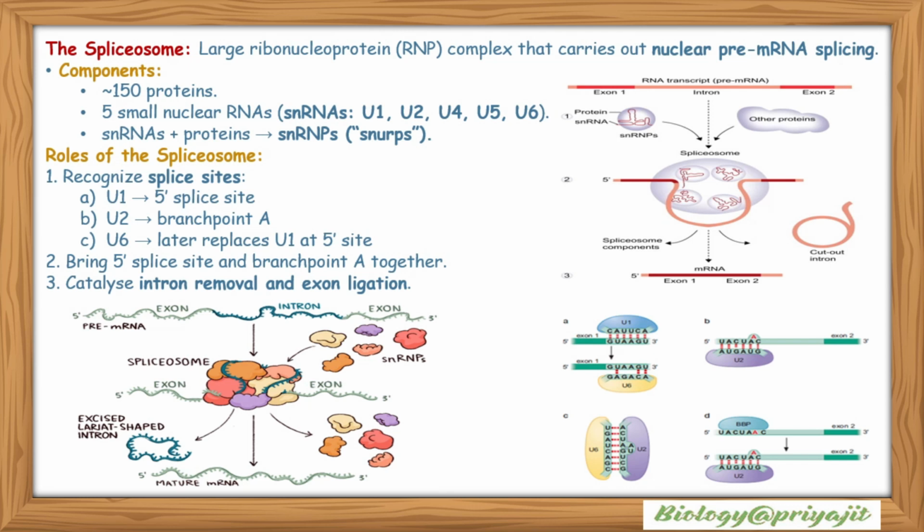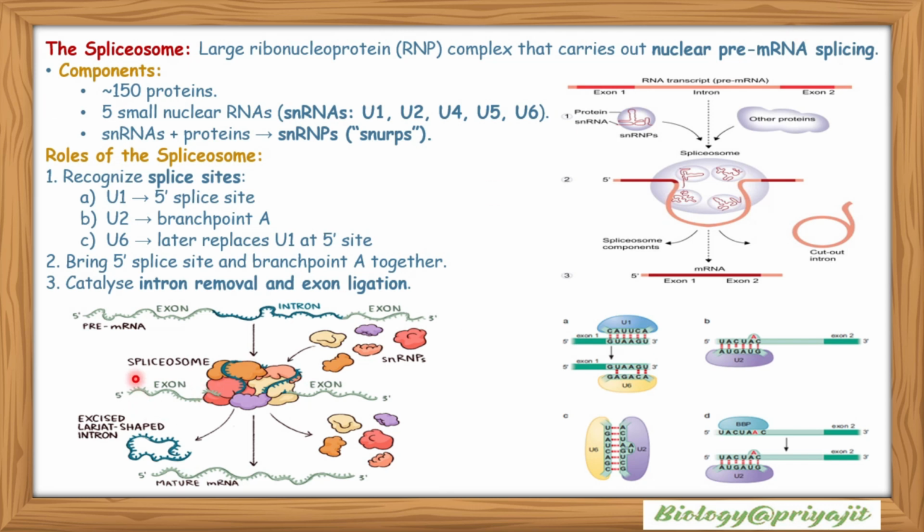What are the roles of the spliceosome? It recognizes splice sites. U1 basically binds the 5' splice site and U2 binds the branch point A. U6 later replaces U1 at the 5' splice site and brings the 5' splice site and branch point A together. It catalyzes intron removal and exon ligation.